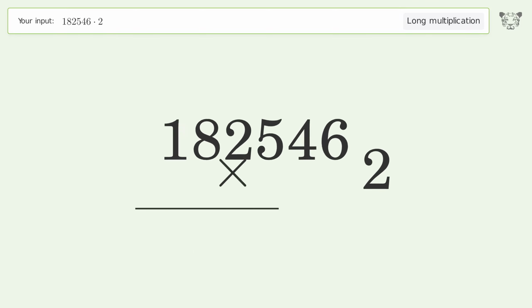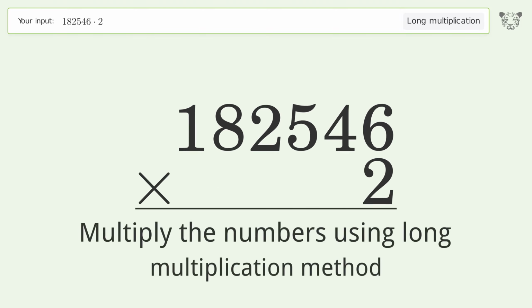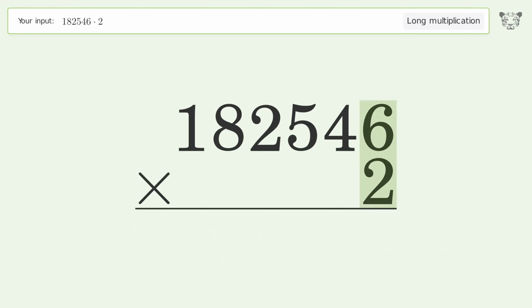Rewrite the numbers from top to bottom aligned to the right. Multiply the numbers using long multiplication method. 6 times 2 equals 12. Because the result is greater than 9, carry the 1 to the tens place. 1 plus 4 times 2 equals 9.